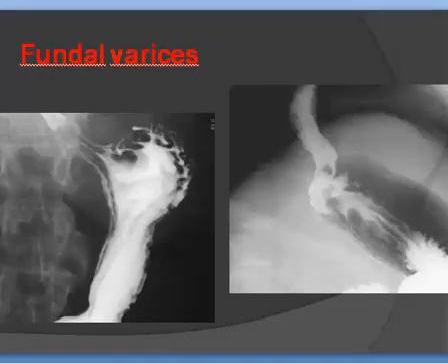This is the appearance of fundal varices, where varices appear as tubular filling defects at the affected region. On the left, the fundus is involved, and on the right, again, the fundus is involved by large, smooth outline filling defects appearing as if polypoid lesions at the fundal region. And here these are the fundal varices, tubular-like structures.